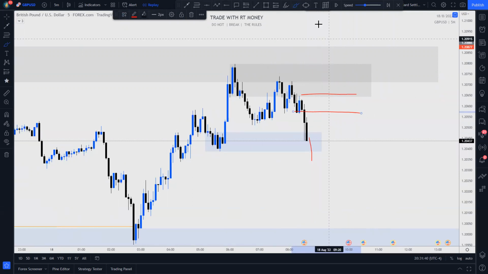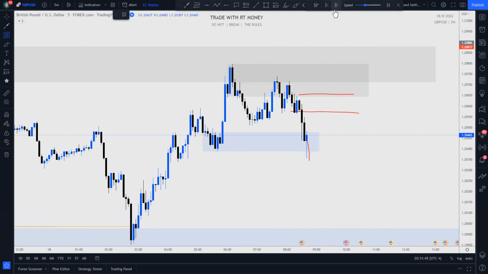We haven't reacted yet, so I'm going to advance price some more. All right. Look at that. So what do I do with that? It wicked past the low, but it didn't break that low.